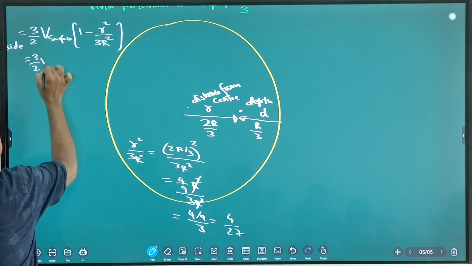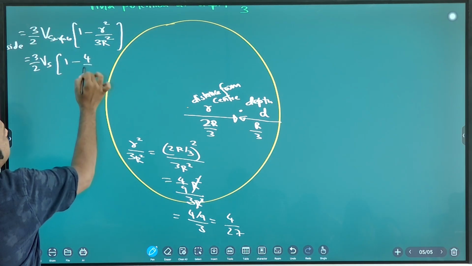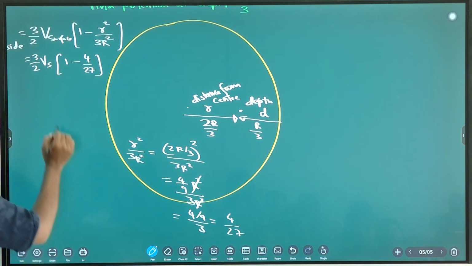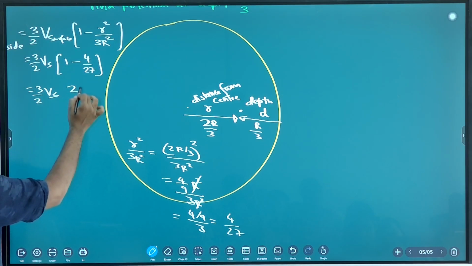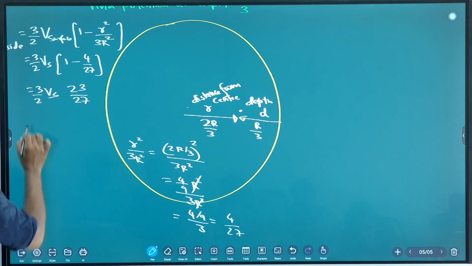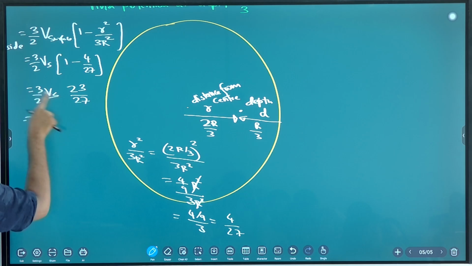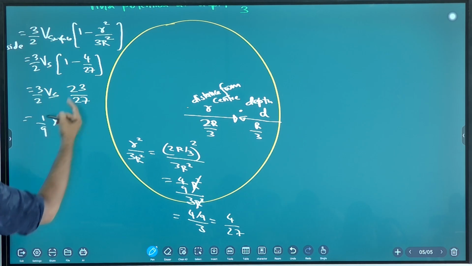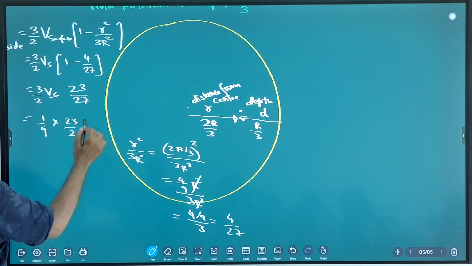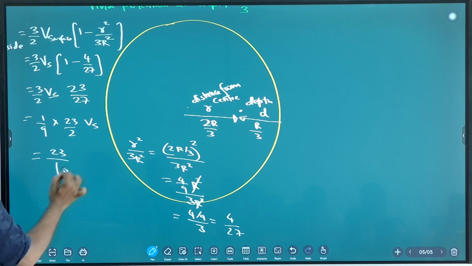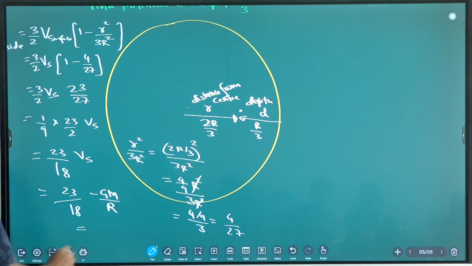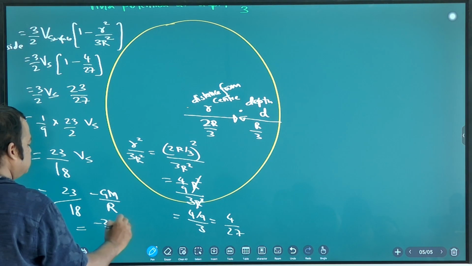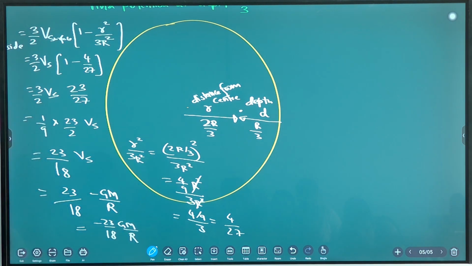So 3 by 2 potential at the surface times (1 minus 4 by 27). So 1 minus 4 by 27, how much? 23 by 27. Now 3 by 27 is 1 by 9. So 1 by 9 into 23 by 2, Vs. Okay, so 23 by 18 Vs. So what is Vs? Vs you know is minus GM by R. This is the answer: minus 23 by 18 GM by R. Okay, clear?